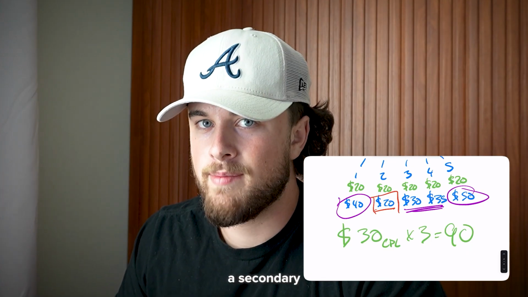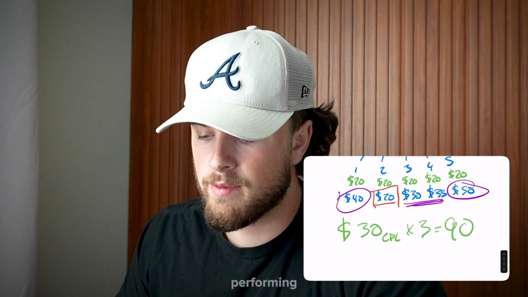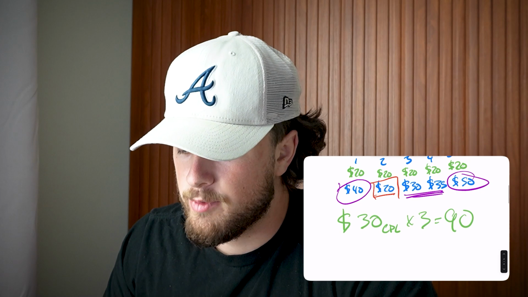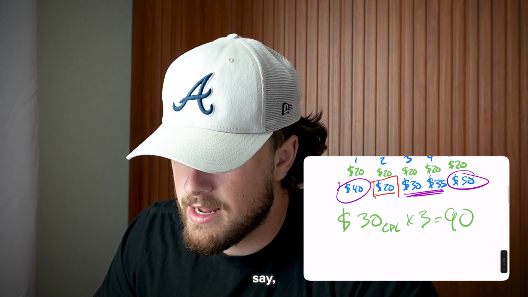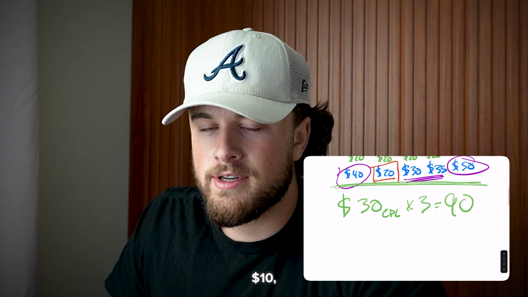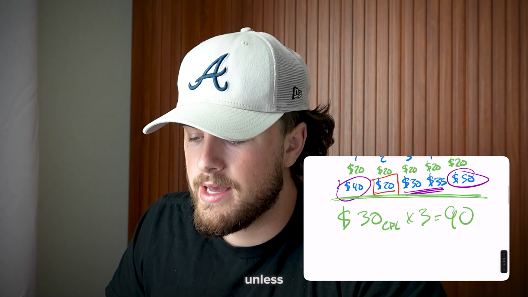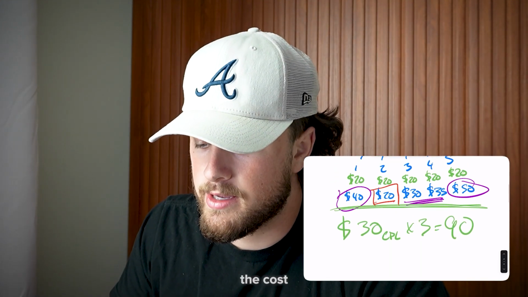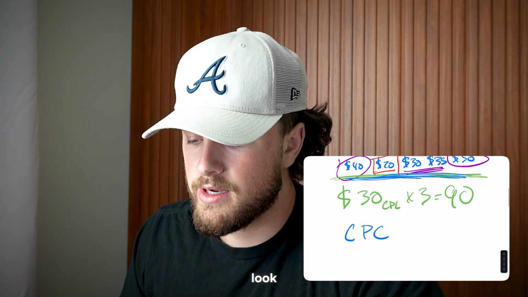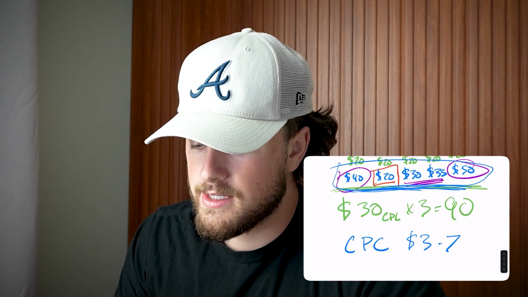So this should be a secondary metric that should be able to validate if this ad is performing well or not. And obviously, depending on your offer and who you're targeting, your cost per lead can be anywhere from, let's just say, $3 up to $7 or $8. If it's way above $10, it's probably a good time to cut the ad unless somehow this number up here, the cost per result, is still healthy. But the cost per click is a good leading indicator before you look at the cost per result, which in this case is your cost per lead.